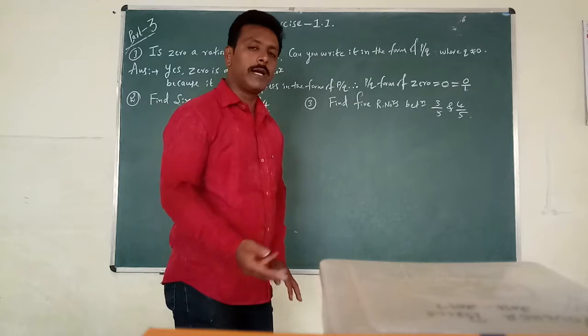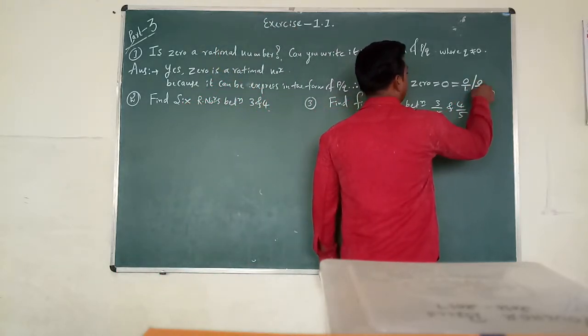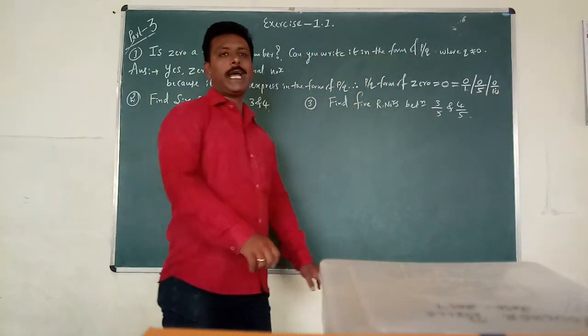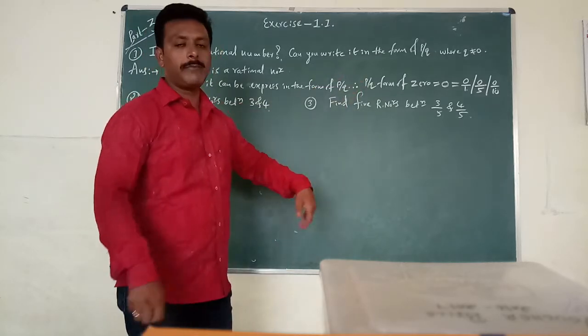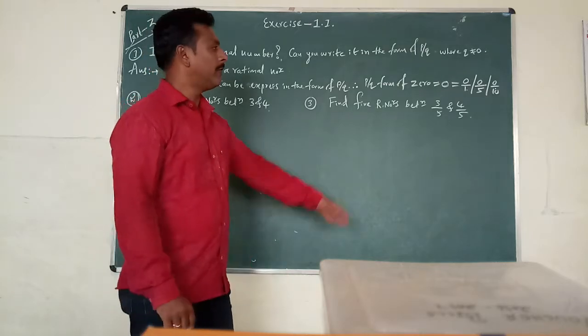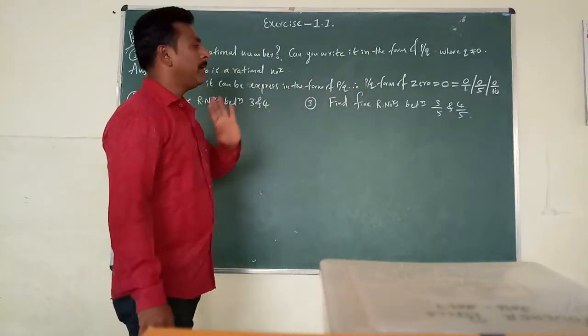Sir, why 1? You can write any number. Okay. Or 0 divided by 5 or 0 divided by 10, whatever it may be. It can be expressed in the form of p by q. Because 0 divided by any non-zero number, the answer will be 0 only. Therefore, anything you can write at the place of denominator. So it can be expressed like this.